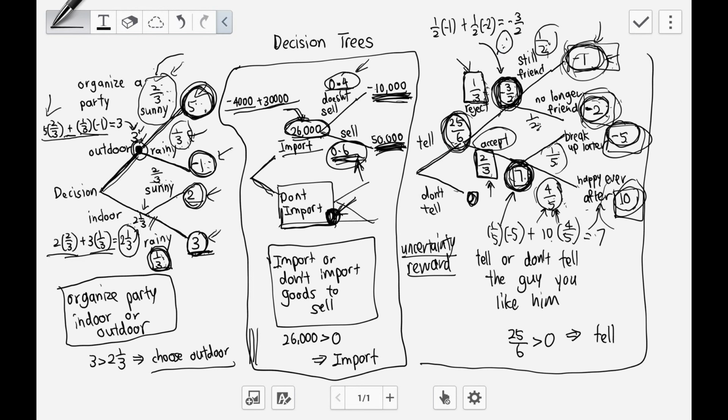But now there are only 2 branches, so I take 1/3 multiplied by the expected return of this branch, 1/3 times -3/2 plus 2/3 times 7. Then I'll get 25/6. So 25/6 is larger than 0. So I should take this decision to tell the person, and I'm more likely to be happy than not happy. More likely, but doesn't mean certainly.